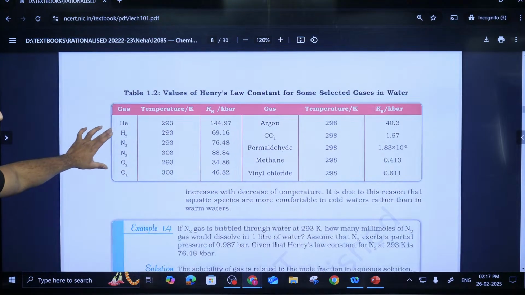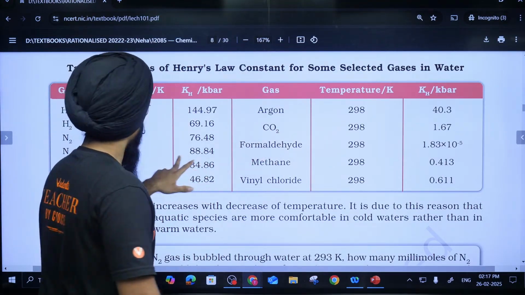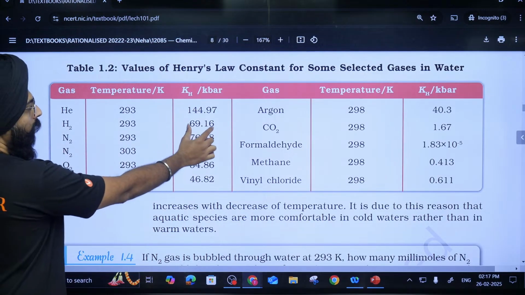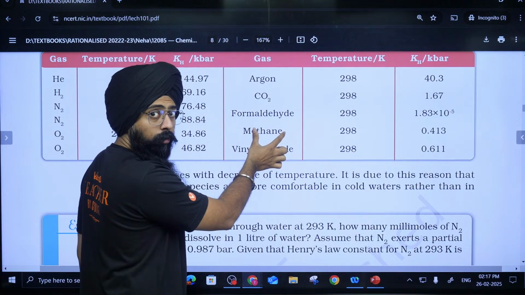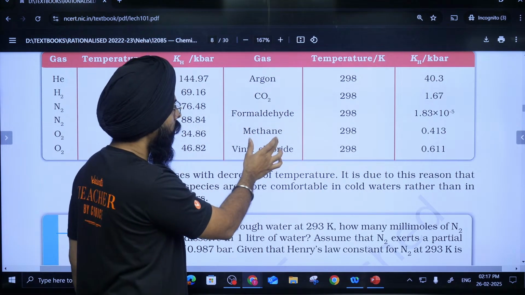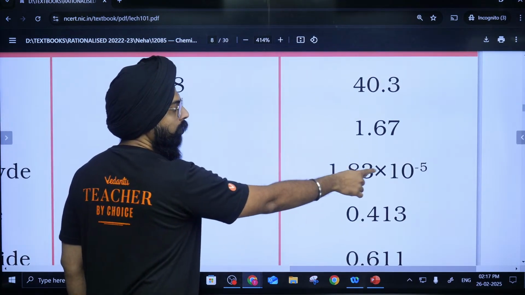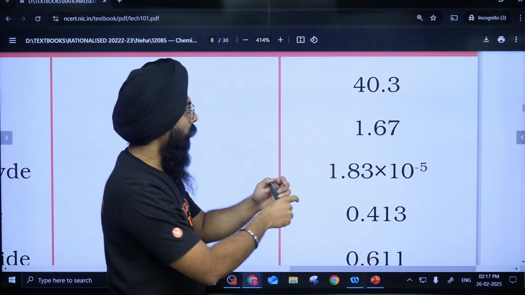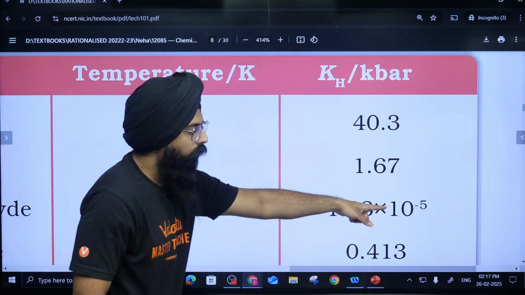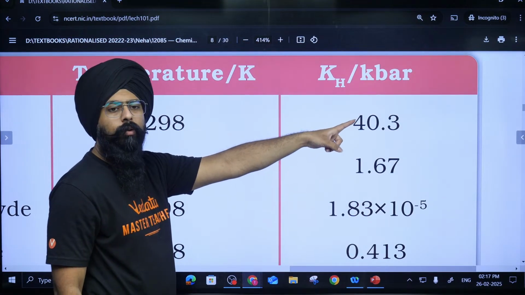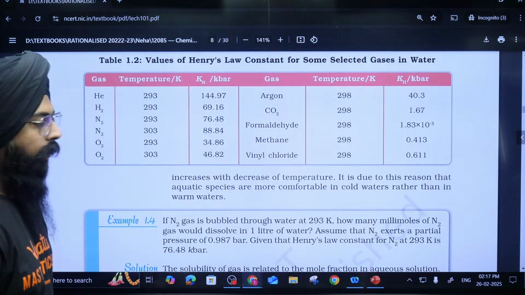Cool. So have a look. People, do you realize CO2 is a non-polar gas, no? Or if you look at hydrogen, nitrogen, non-polar gas, look at the value of their Henry's constant. But when we look at something like formaldehyde, formaldehyde is a polar molecule, small molecule. Look at how high its solubility is. 10 to the power minus 5. Lower Henry means higher solubility. So for a polar molecule, look at how high the solubility is in water. But for a non-polar molecule, argon, solubility is so less. Anyway, so that was about Henry's law.